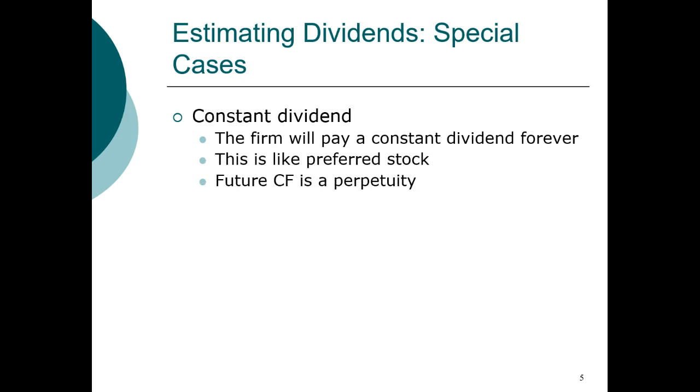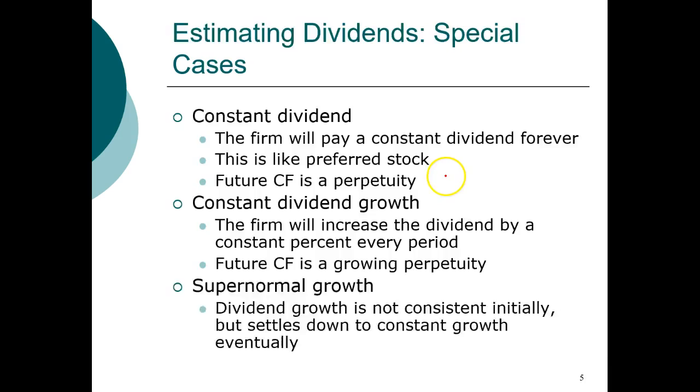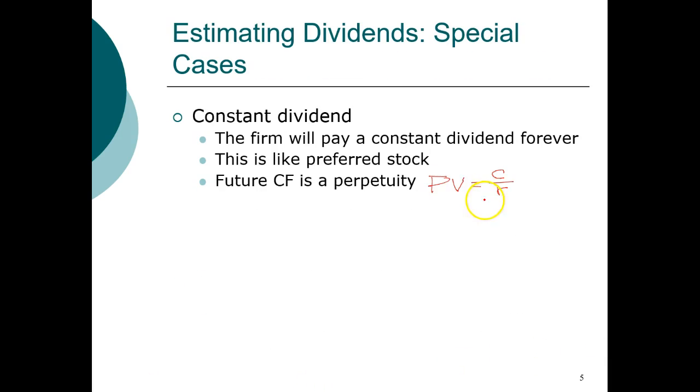If you don't remember the formula, it's a good idea to make a note of that, make sure that you have the formula. So here's a reminder that the present value of a perpetuity is the cash flow amount divided by the discount rate.